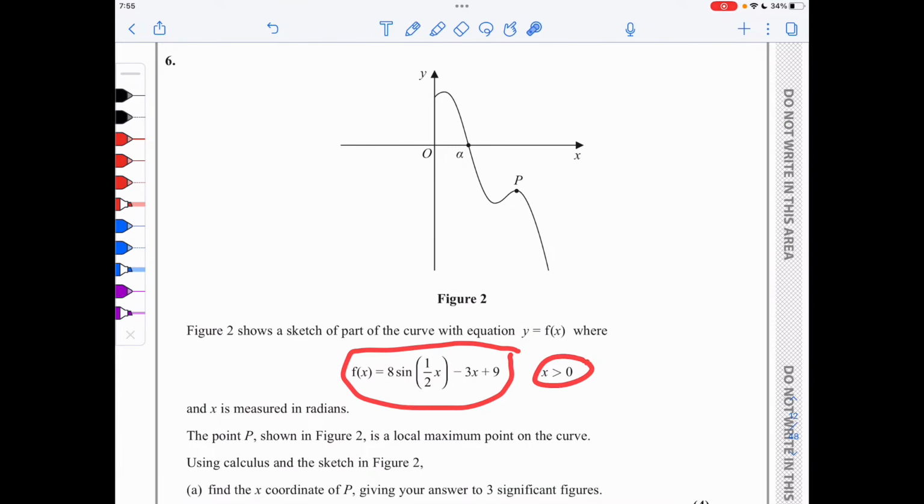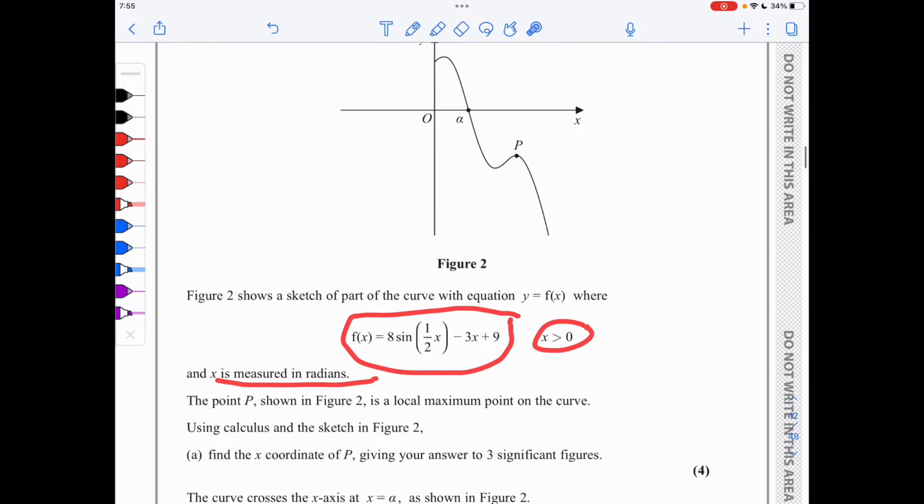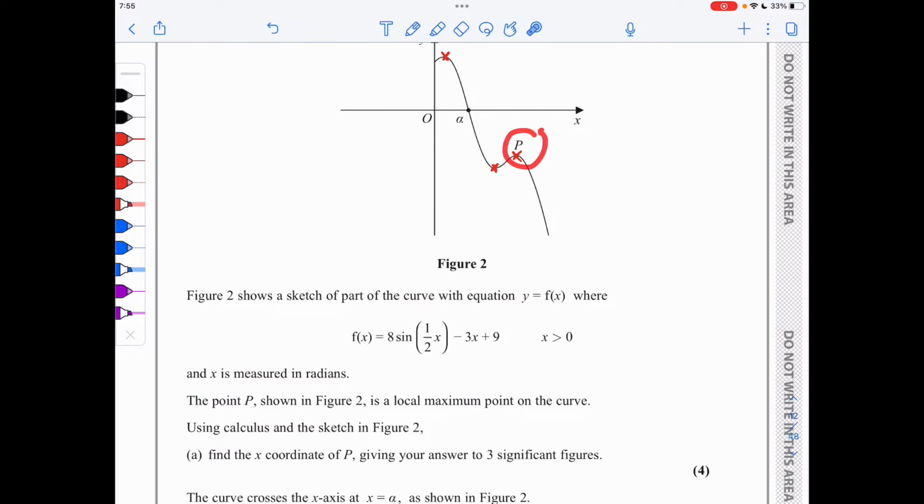In 6, we are given a sketch of 8 sine of a half x minus 3x plus 9 for x being positive, where x is in radians, and we need to use calculus and the sketch in figure 2 to find the x-coordinate of P, which is a local maximum point. Well, we will be setting f dash of x equal to 0 because we're looking at the stationary point, and we want the first, second, third positive solution. That will be the x-coordinate of point P, because if you look at the graph, and we are explicitly told to use the sketch, we start with a maximum, then a minimum, and then a maximum. This is the point P. We're looking for the third positive solution for f dash of x being 0.